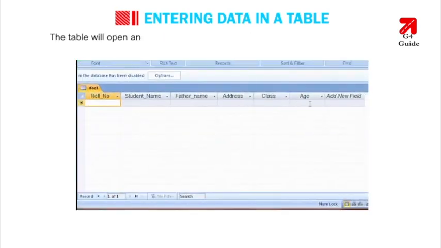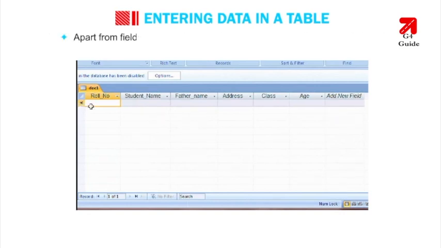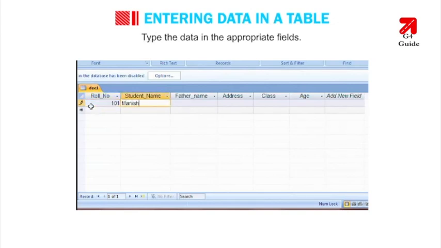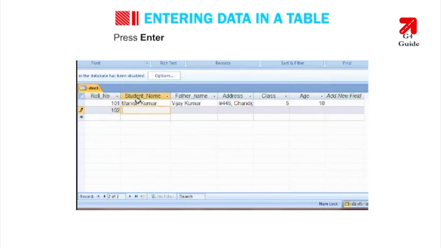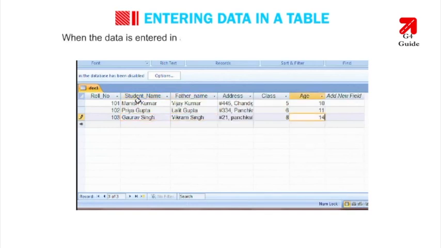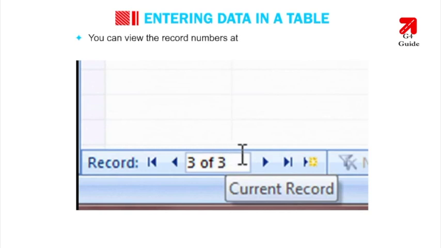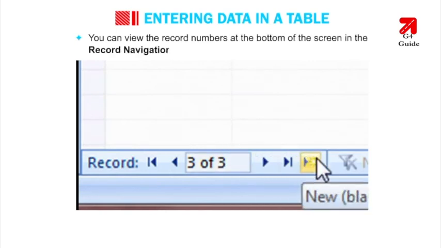The table will open and it will look like an Excel spreadsheet displaying all the fields defined in the structure. Apart from fields, you will also find a blank row with the asterisk symbol. Type the data in the appropriate fields. Press Enter or the Tab key to move to the next field. When the data is entered in a row, a new blank row will appear automatically. You can insert any number of records in a table. You can view the record numbers at the bottom of the screen in the Record navigation bar.